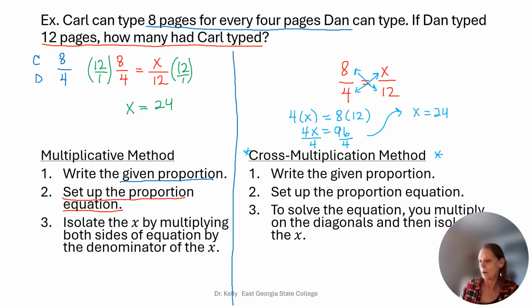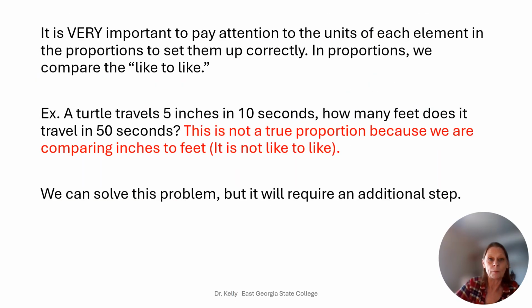Okay. All right, let's hop on here to the next. So it's very, very important to pay attention to the units of each element in the proportions. Like, got to pay attention to what the units are so that you set everything up correctly. So in proportions, we compare the like things to the like things. So here's an example. A turtle travels 5 inches in 10 seconds. How many feet does it travel in 50 seconds?